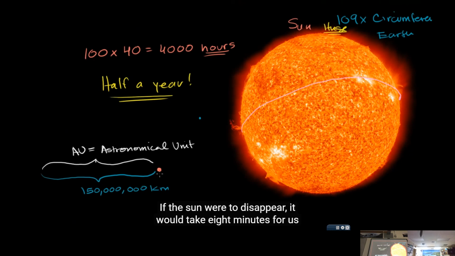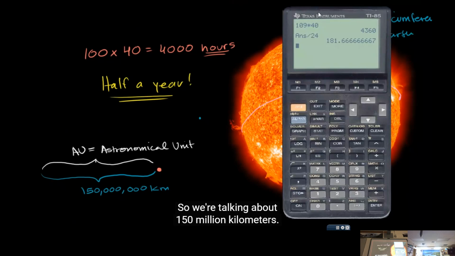If the sun were to disappear, it would take 8 minutes for that light for us to know that it disappeared on Earth. Or another way, just to put it in the sense of a jet airplane, let's get the calculator back out. We're talking about 150 million kilometers. If we're going at 1,000 kilometers an hour, it would take us 150,000 hours, at the speed of a bullet or a jet plane, to get to the sun.